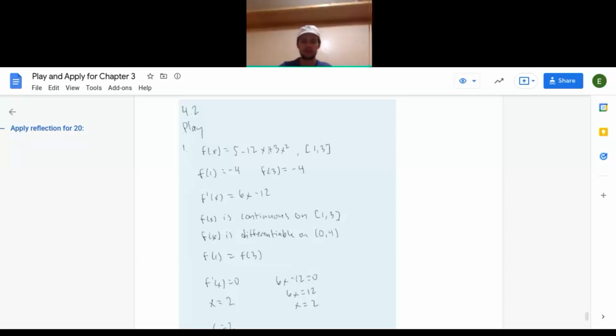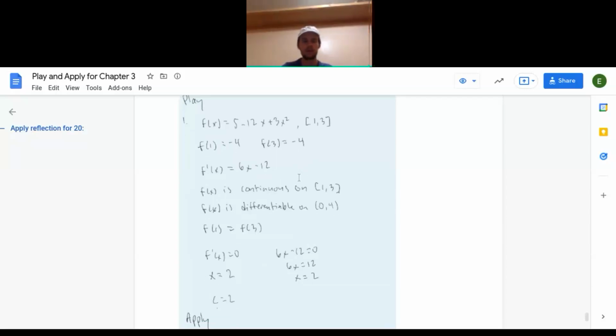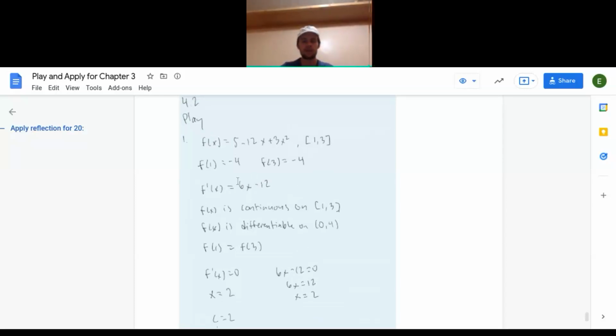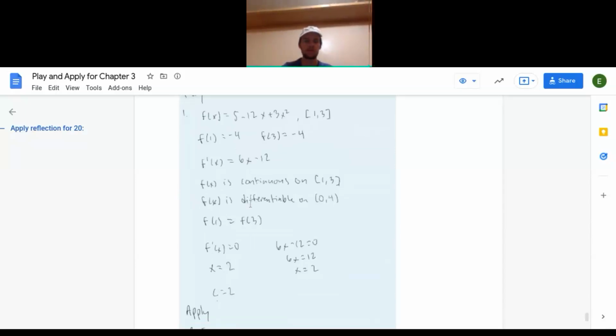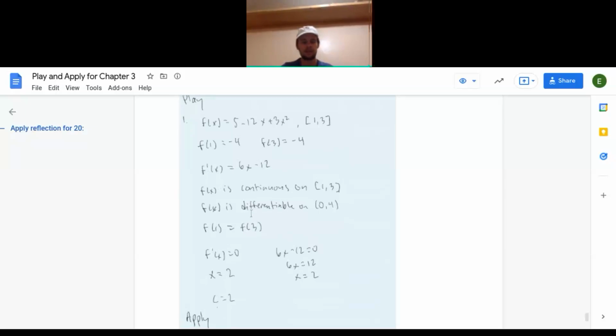Basically, you have the original function, and then I set x equal to 1 and x equal to 3, and they both came out to -4. I took the derivative to make sure it's differentiable, and also that it's continuous. And because I solved for that, we know that f of 1 is equal to f of 3. And then I just solve for f prime of x equals 0, and solve for x there, which came out to be 2.